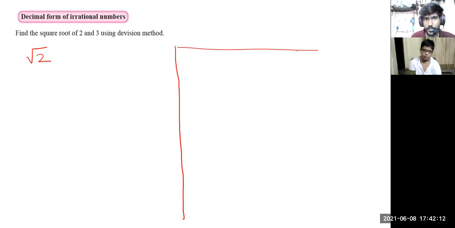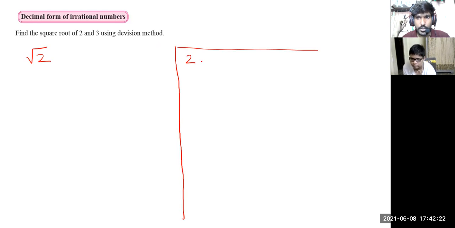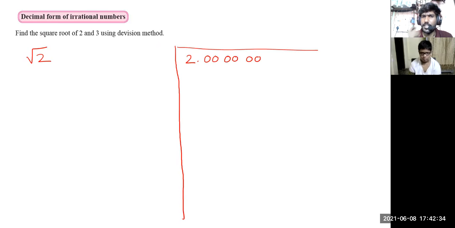So here we'll put 2. Starting from the right hand side, you have to make pairs of 2. Now here there is nothing, just a single number is there. So we'll put 0, 0, as many as you want. For simplicity, we'll just put 3 pairs of 0, that means 6 zeros. Starting from the right hand side, you just make pairs. And if one pair is only there, you keep it as it is.